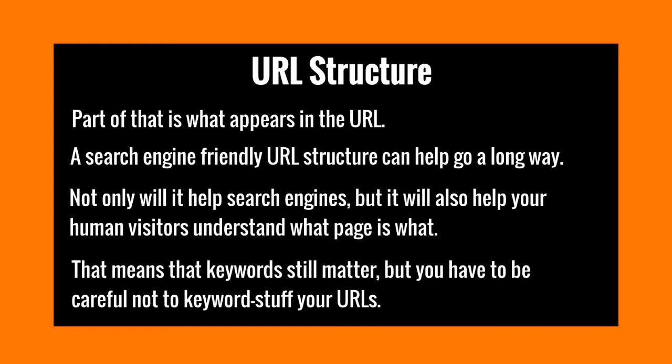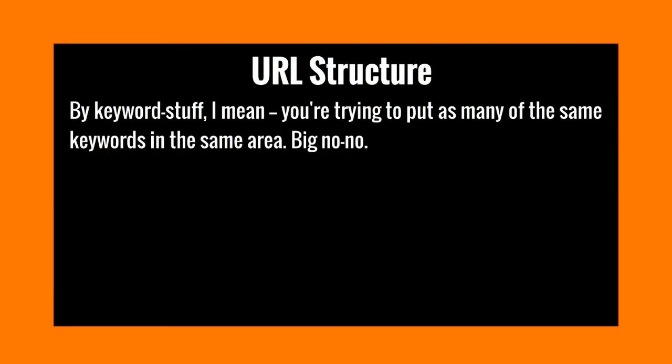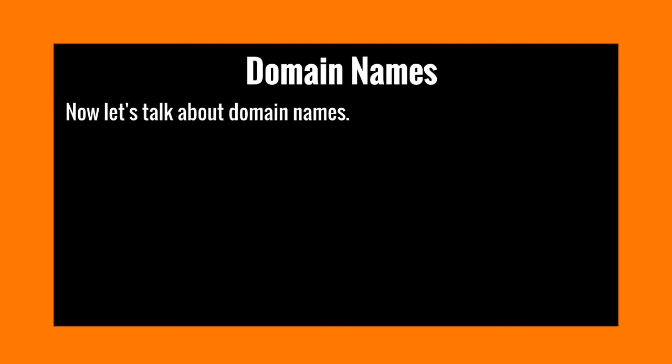And that means that keywords still matter, but you have to be careful not to keyword stuff your URLs. And by keyword stuff, what I mean is you're putting too many of the same keywords in the same area. Back in the day when Google started, you literally could keyword stuff a page and get ranked really, really quick. But now Google has become much smarter. Their bots and intelligence have become smarter. So that's a big no-no. Don't do that. And I'm going to show you in just a minute why, if you use certain domain names, that can have a drastic impact on that.